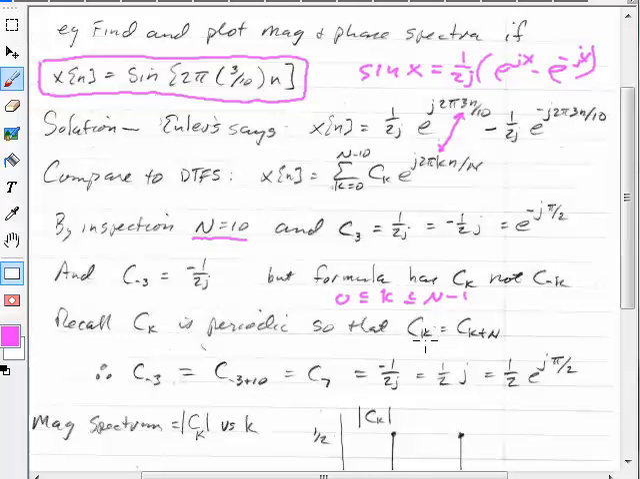You got that? So I have a minus 3, but I want to figure out where that is. Since it's periodic, there's got to be an instance of it in this range. So we go ahead and add N equals 10 to k, and we get the idea that c minus 3 is the same as c7. So c7 turns out to be j over 2, which is 1/2 e to the j pi over 2.